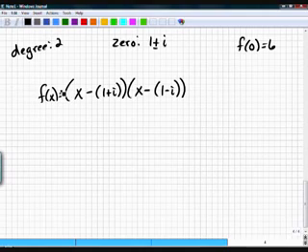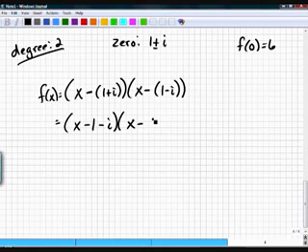Yes, that's what I'm going to do next. You have to, let's clean this up. Don't leave these like this because that's just nasty. Because degree 2, it should be a parabola. So let's clean it. So we have x minus 1 plus i would be x, what? Distribute that minus. X minus 1 minus i, and the other one would be x minus 1 plus i. We're going to foil that out.